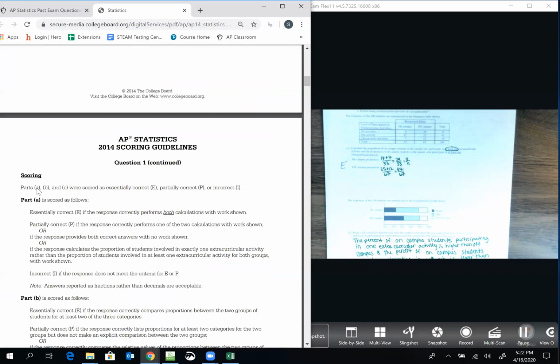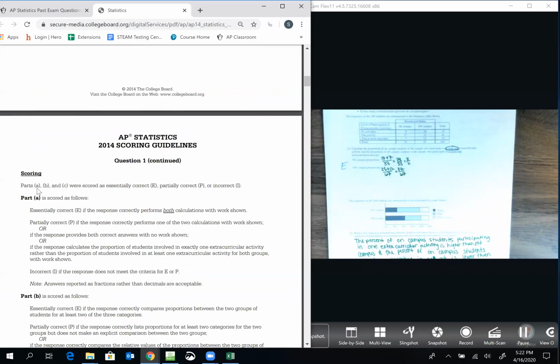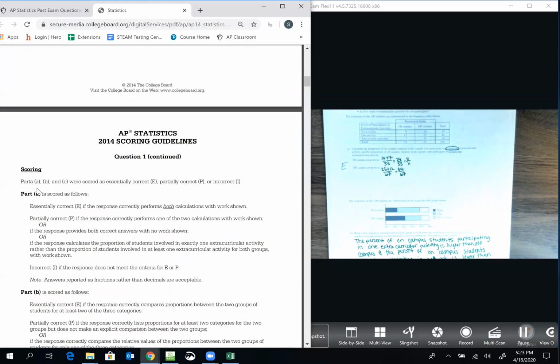I forgot to look at partial. If you have one of the 2 calculations correct, that was partially correct. Or if you got the correct decimal, but you didn't actually show the work as to how to get your answer, that was partially correct. Or if you did exactly 1 rather than at least 1, that was also partially correct. Yep, and it confirms here answers reported as fractions rather than decimals are acceptable.